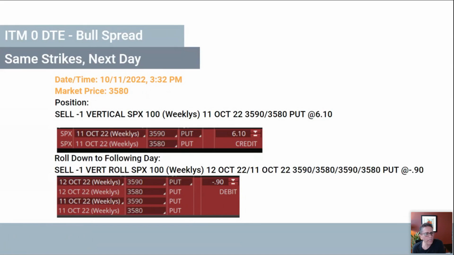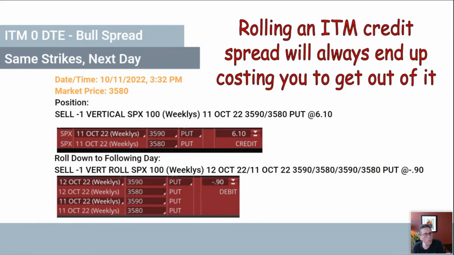And rolling down the following day, you're basically using the same strikes. You actually have to use a debit. So it's going to cost you to roll that trade if it's in the money. So that's why you don't want to get in the money.